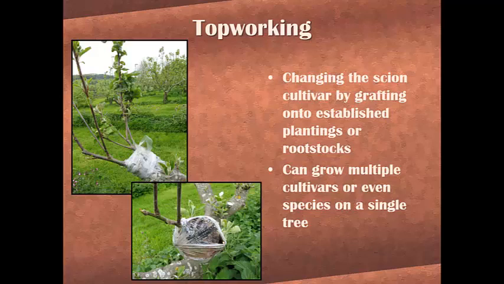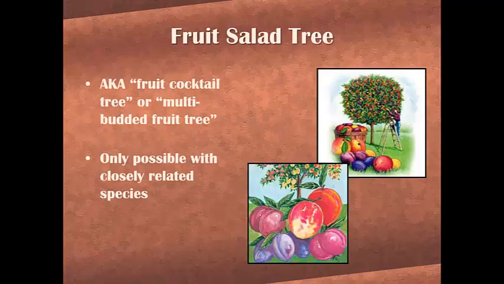Another way that this whole idea is used, the growing of multiple cultivars or species on a single tree, is, wait for it, the fruit salad tree, or the fruit cocktail tree, or the multi-budded fruit tree. You'll hear it called all of these things. You find these in plant mail order catalogs, and they act like they're some kind of magical tree. They're not. I mean, they are amazing, but they're not magical. What they've done is somebody has just come in and top worked, or in a lot of cases budded, 3 or 4 different cultivars or species onto the same tree.